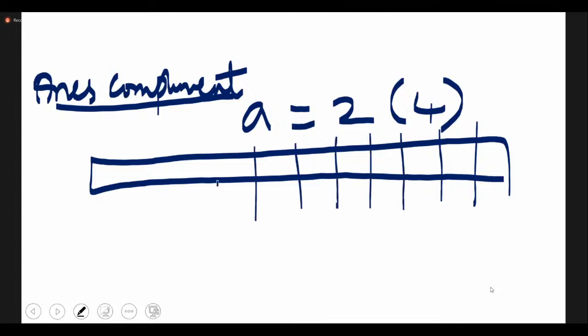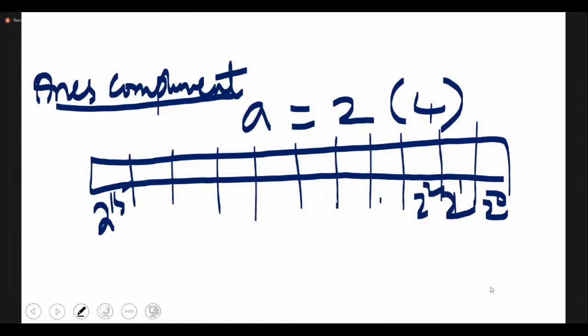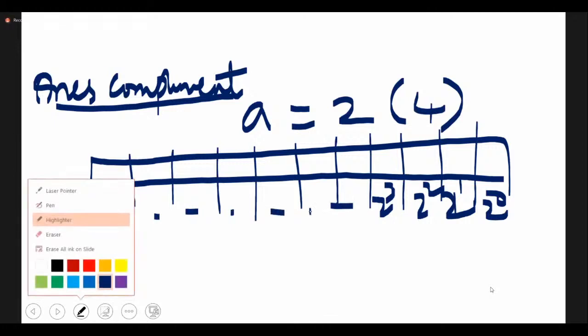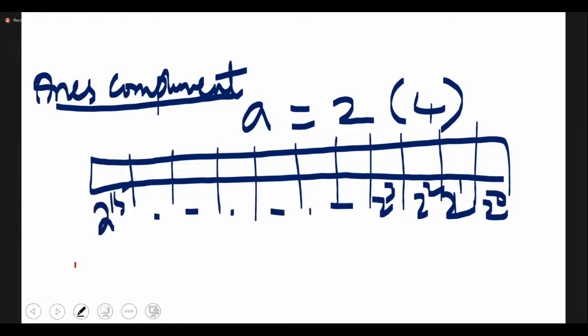5, 6, 7, 8, so on up to 16. That is 2 power 0 to 2 power 15. So in order to represent 2 power 1, 2 square, 2 cube, and so on, you have something like this. Now in order to represent 2, you will have these bits as zeros initially, and this will become 1, and this is 0.